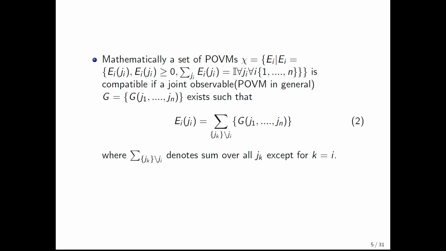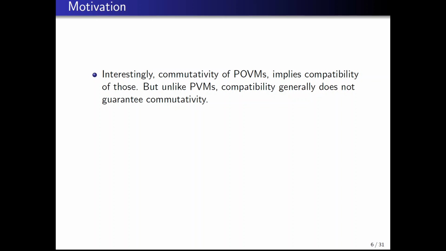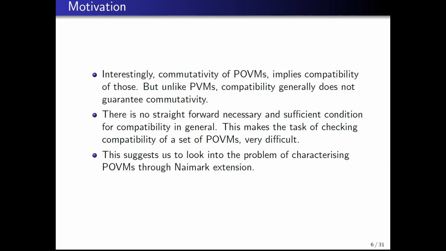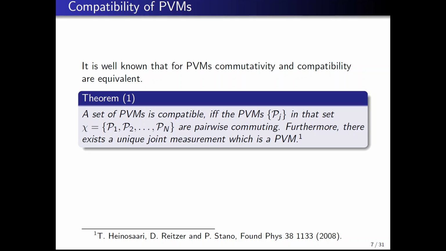So we know that a set of POVMs is compatible if a joint observable exists. In this case, this joint observable is G. If you take the marginal, you will get the individual POVMs. Commutativity implies compatibility, but compatibility for POVMs does not always imply commutativity. So there is no straightforward necessary and sufficient condition for compatibility in general. This makes the task of checking compatibility of a set of POVMs very difficult. This suggests us to look into this problem, which we will discuss.